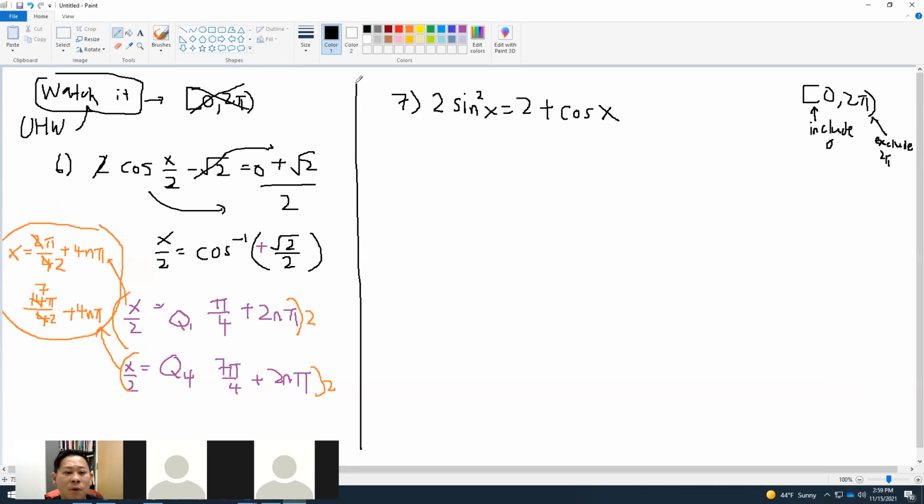Now, anyone know how to do question number 7? Also, this is also coming up in your test on Wednesday. There are 2 different trigonometric functions here. One is sine and one is cosine. You cannot solve it. So what do we do here? Change the sine. Change sine squared to become what?